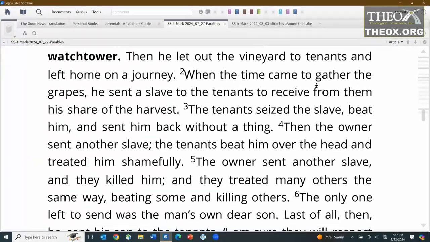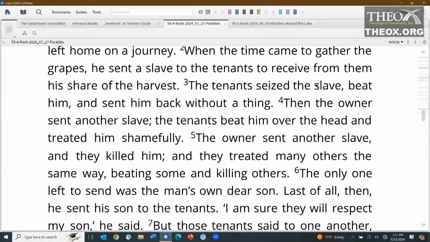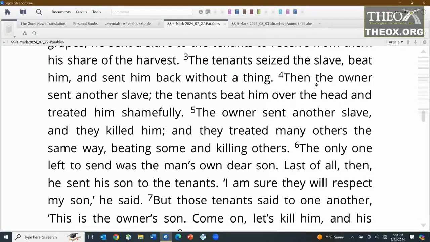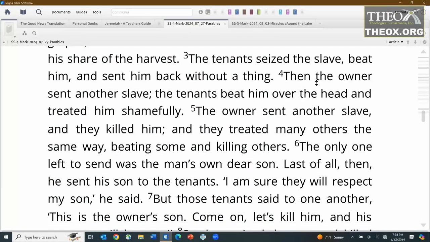Then the owner sent another slave, and the tenants beat him over the head and treated him shamefully. The owner sent another slave, and they killed him. And they treated many others the same way, beating some and killing others." Wow.